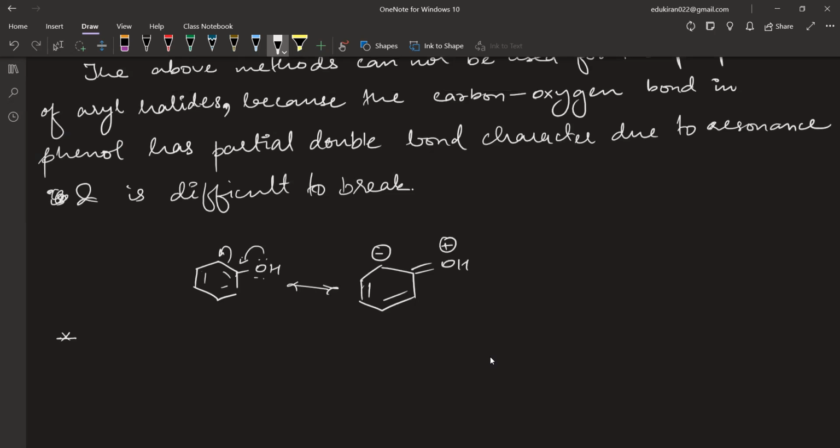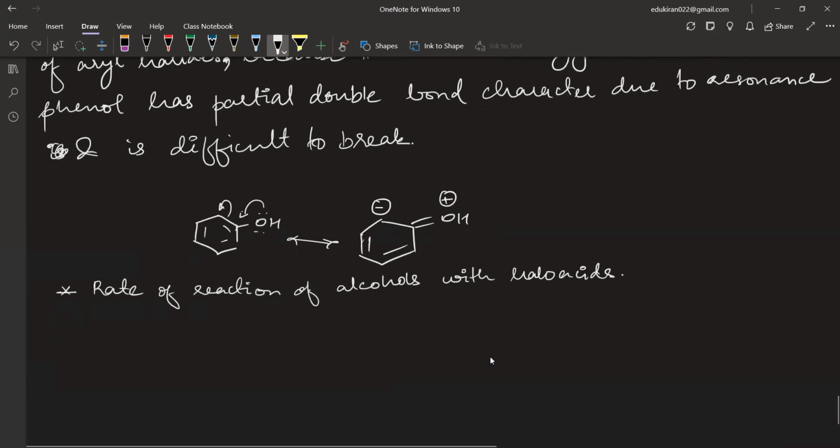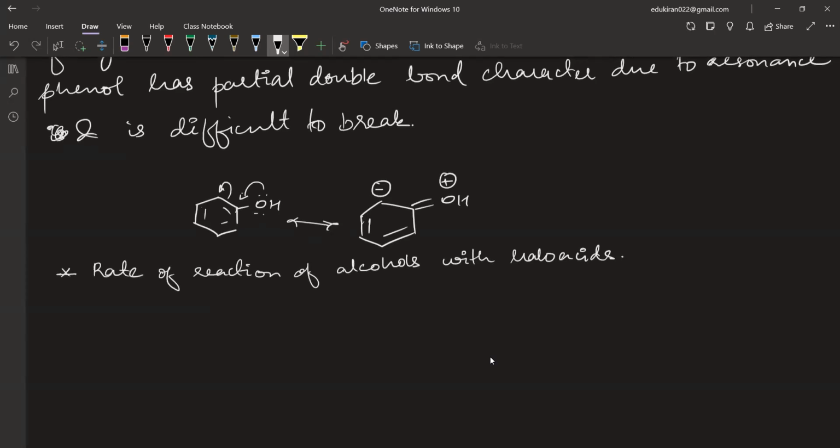Write another remark. Rate of reaction of alcohols with halo acid. Halo acid means HCl, HBr, HI, these things. So the fastest will be benzyl alcohol, followed by allyl alcohol, because these are resonance stabilized, followed by 3 degree, followed by 2 degree, followed by 1 degree, and then at last we will have methyl alcohol.